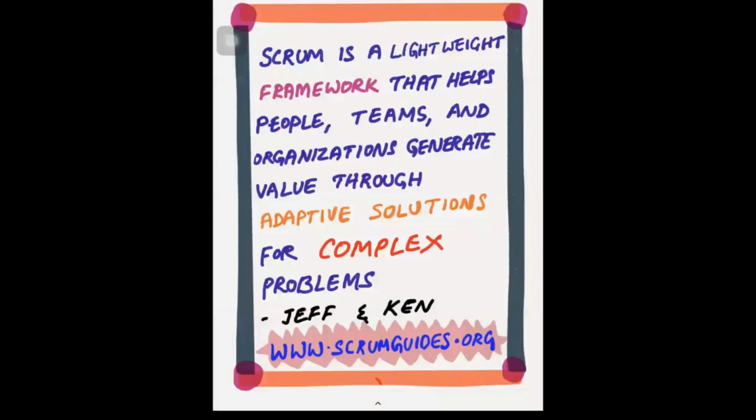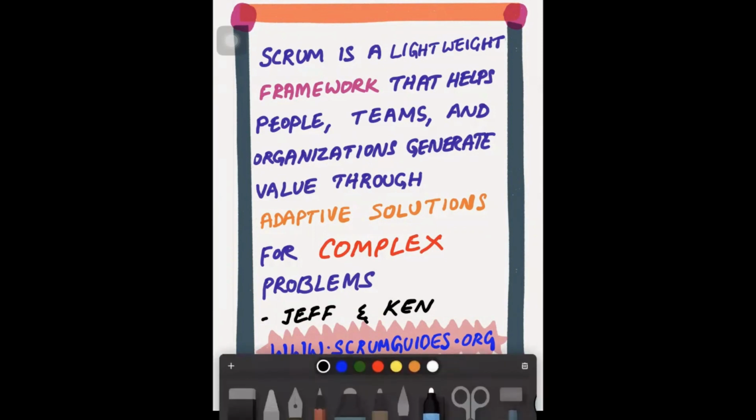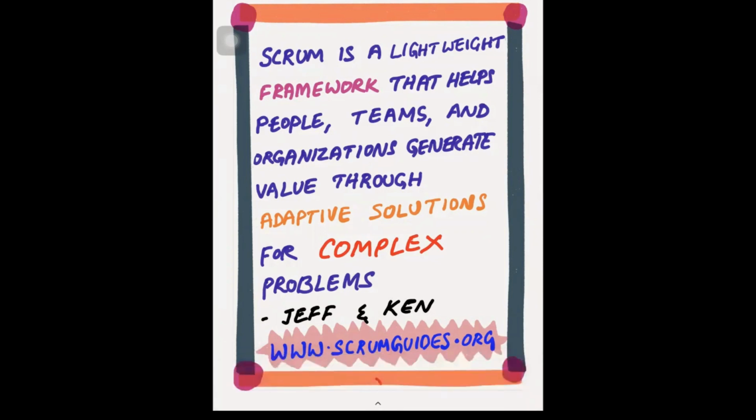Now, what is Scrum? On my screen, if you can read the definition, Scrum is a lightweight framework that helps people, teams, and organizations generate value through adaptive solutions for complex problems. This framework was designed by 2 people, Jeff Sutherland and Ken Schwaber. And the official version of the Scrum Guide, you can read at scrumguides.org. And every few years, the Scrum Guide will get updated, reviewed. So it would be nice if you know the differences between the latest version and the previous version. So it helps you to understand if any changes to be done in your Scrum implementation.